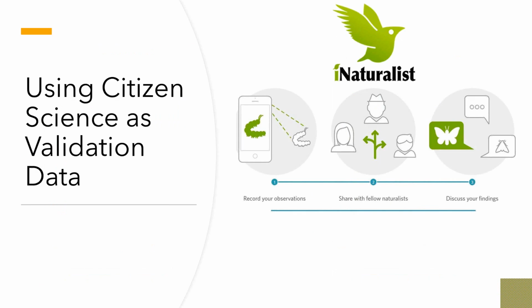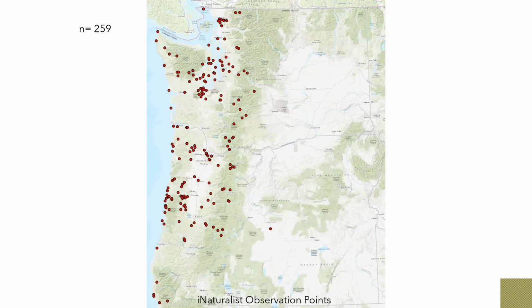To do that, I chose citizen science data. The platform of choice was iNaturalist, where users can go out and record observations that are given a locality information. That's what this looks like. I had 259 observations throughout the study area, and this independent data set can then be used to run statistical comparisons.